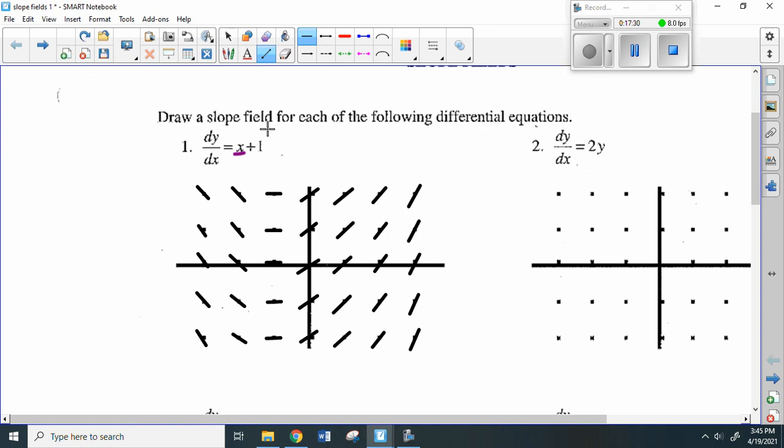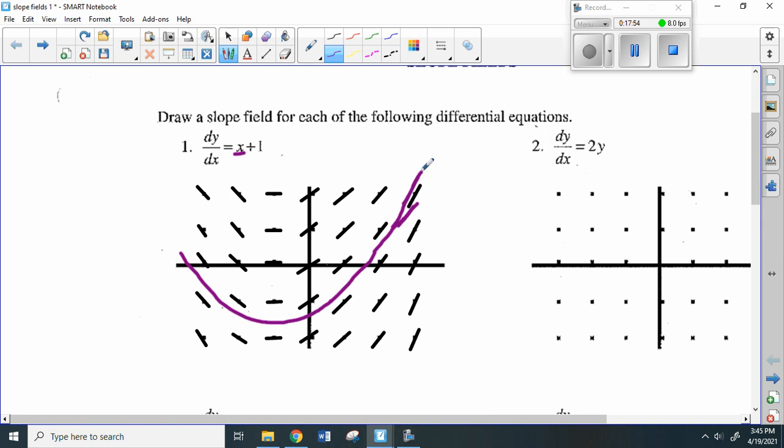There is our first slope field, and the idea is that you could pick a starting place and draw in a curve that runs parallel to these. You're not actually connecting the dots, but you're running parallel to the segments to get an idea of what the graph of this particular solution would look like.